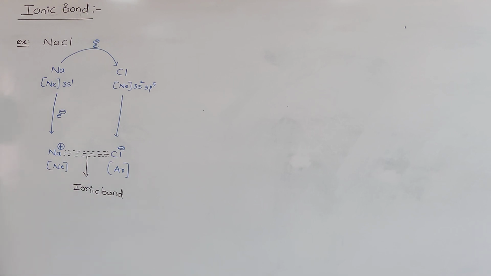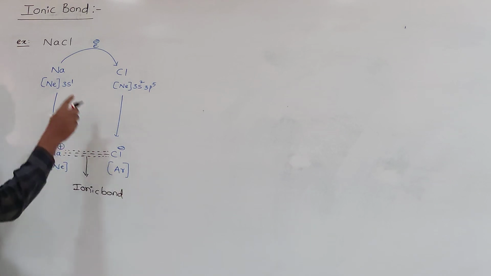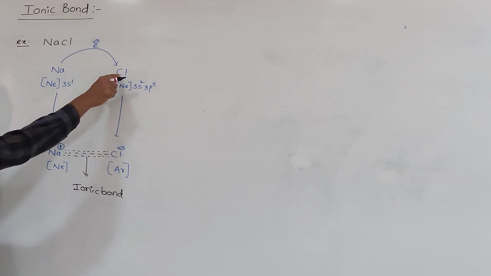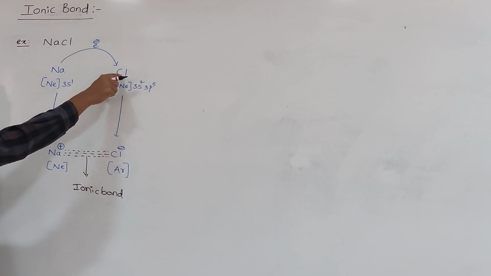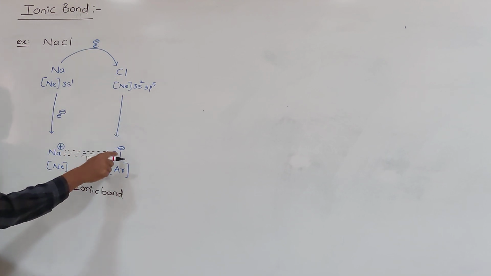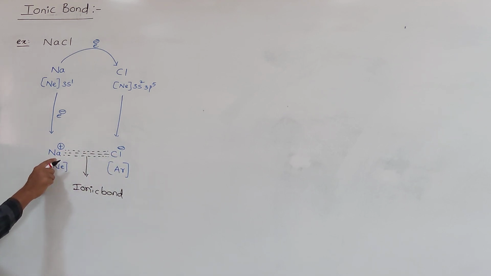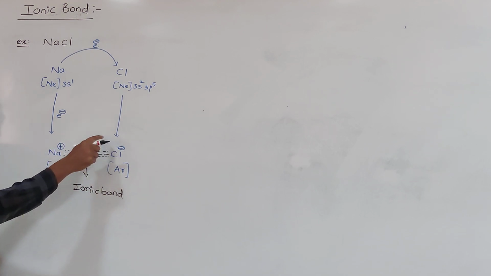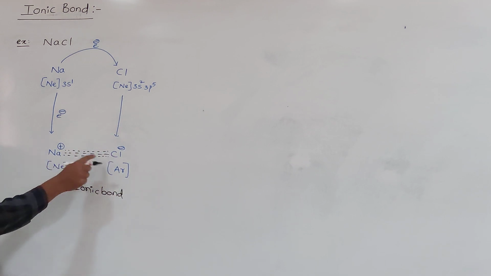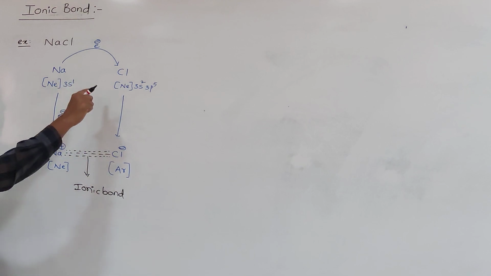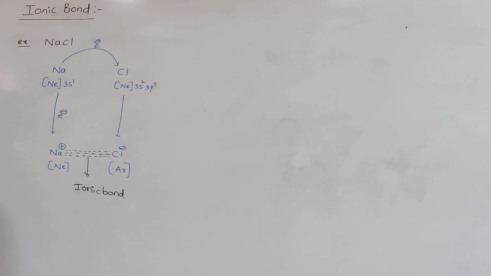That means for the formation of ionic bond, first the sodium loses the electron, then the electron is transferred to chlorine. As a result, the chlorine gains the electron, which results in formation of an anion. In the third step, the positive ion and the negative ion, cation and anion, are held together by electrostatic force of attraction. So these three steps are involved in the formation of ionic bond.